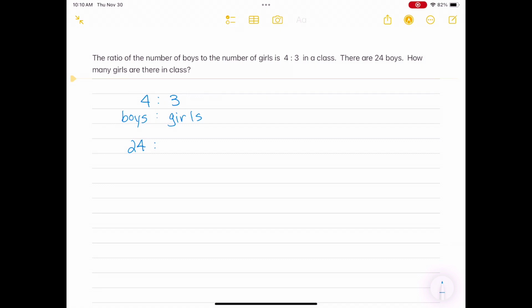This is a ratio and a proportion problem. So the number of boys to the number of girls is constant. You can think of this as 4 is to 24 as 3 is to what number? What number we will call x. So now we have our equation. 4 over 24 equals 3 over x. We just need to solve for x by cross multiplying. So we have 4x equals 24 times 3.